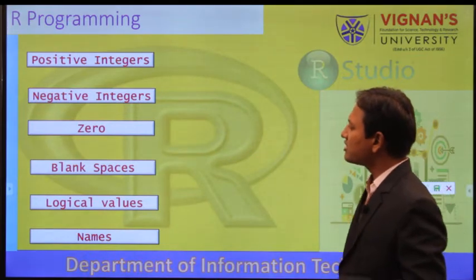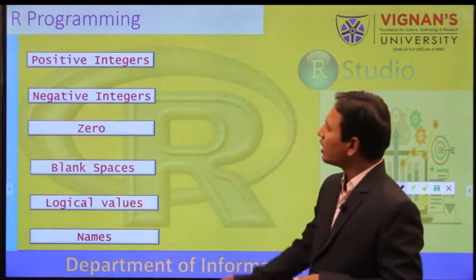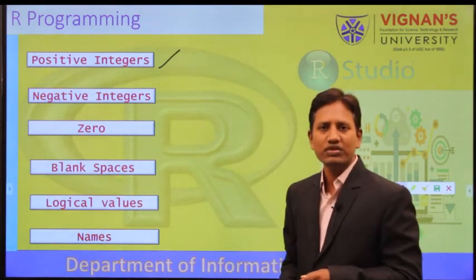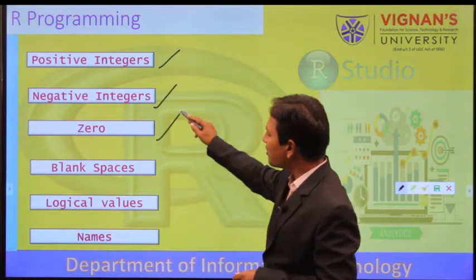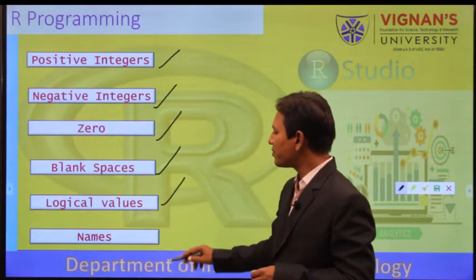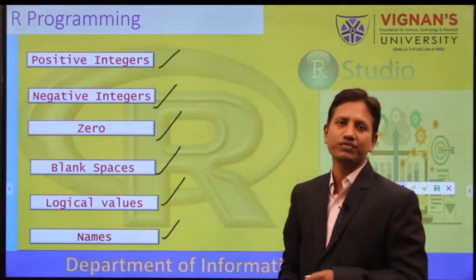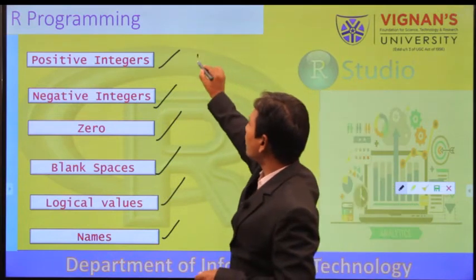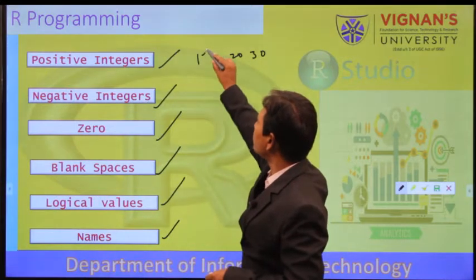These are the 6 ways we can use indexing. Positive integers can be used as index values, and negative integers can be used, and a 0 can be used, a blank space can be used, logical values can be used, and names of the columns can be used. So the positive integers can be 1, 2, 20, 30. This is going to be our index values.